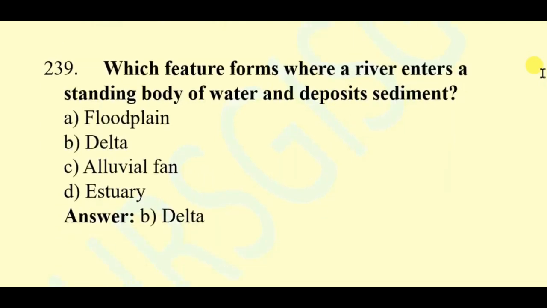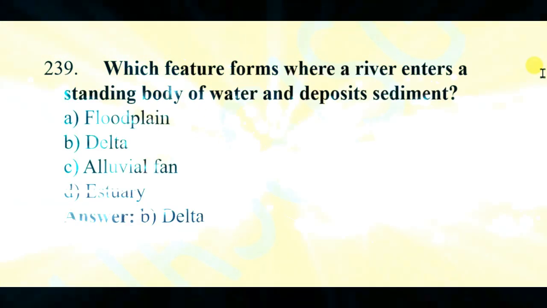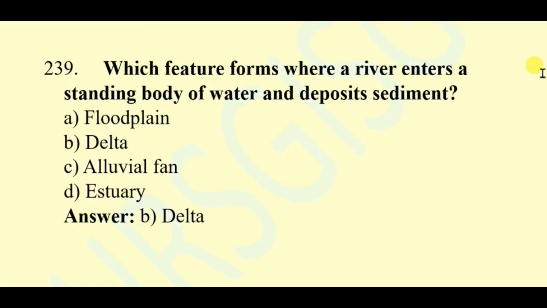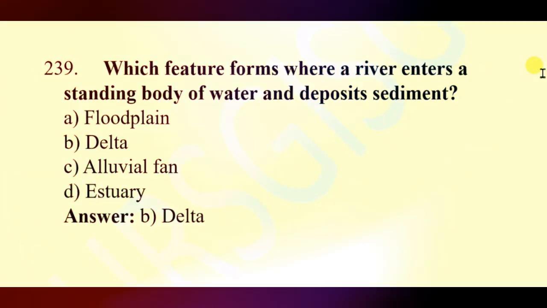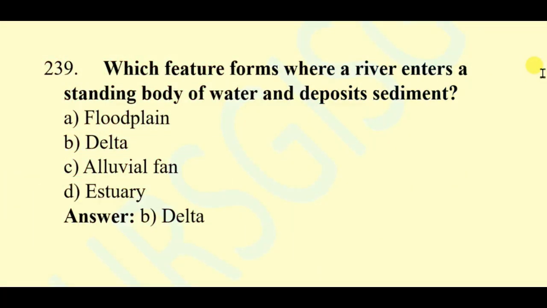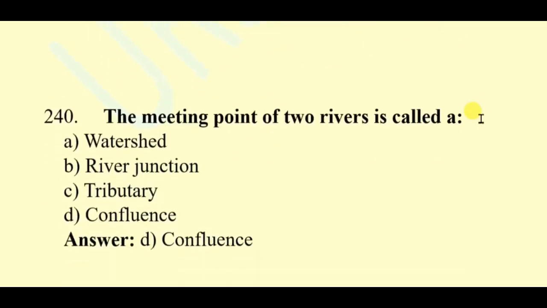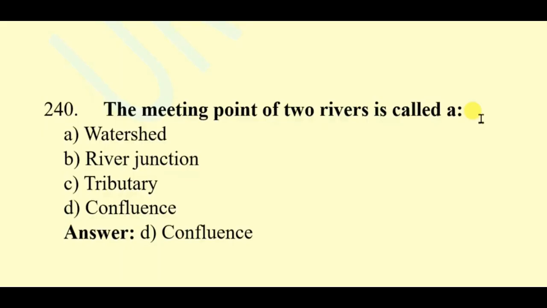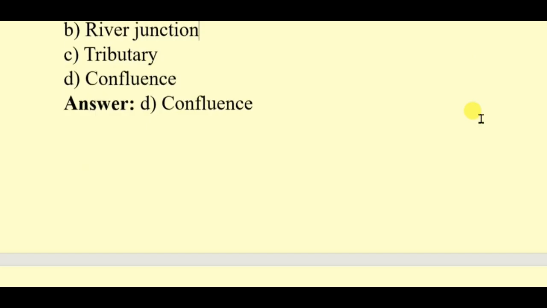Question 239. Which feature forms where a river enters a standing body of water and deposits sediment? Floodplain, delta, alluvial fan, estuary. Here the right answer will be delta. Question 240. The meeting point of two rivers is called a watershed, river junction, tributary, confluence. So the right answer will be confluence. The meeting point of two rivers is called as confluence.